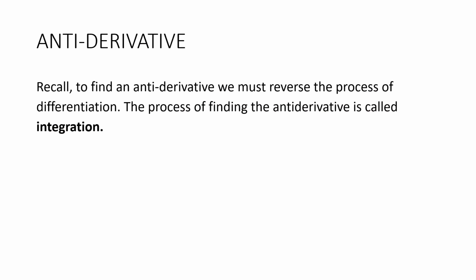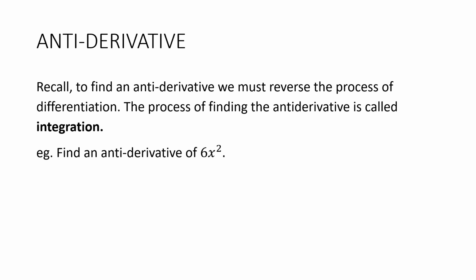So recall, to find an antiderivative, we must reverse the process of differentiation. And that process of finding the antiderivative is called integration. So let's find an antiderivative of 6x squared.